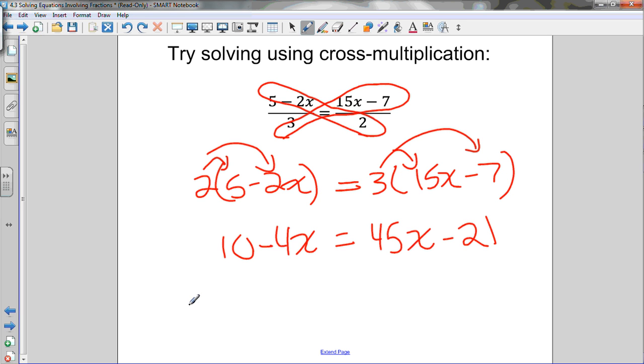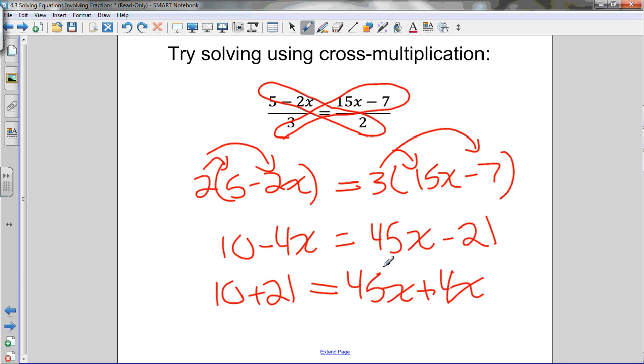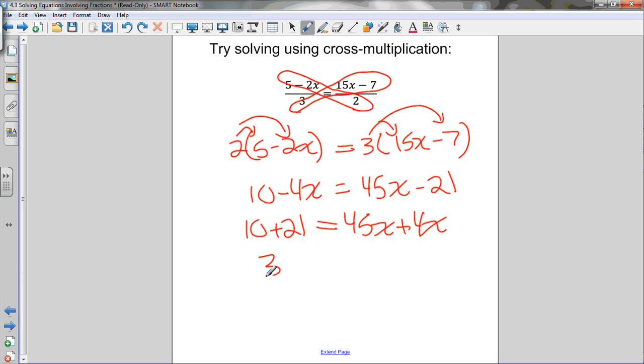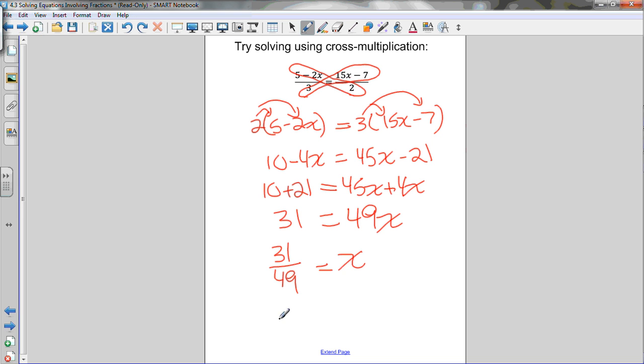Collect all your variable terms to one side of the equation and all your constant terms to the other side of the equation. So I'll have 10 plus 21 on one side of the equation. Bring this negative 21 to the left, it becomes positive 21. And on the other side of the equation, I'll have 45x plus 4x. Bring this negative 4x to the right, it becomes positive 4x. Now simplify. I have 31 equals 49x. I want to get x by itself, divide by 49. So I have 31 over 49 equals x. So there's my answer for this question, 31 over 49, and that can't be simplified any further.